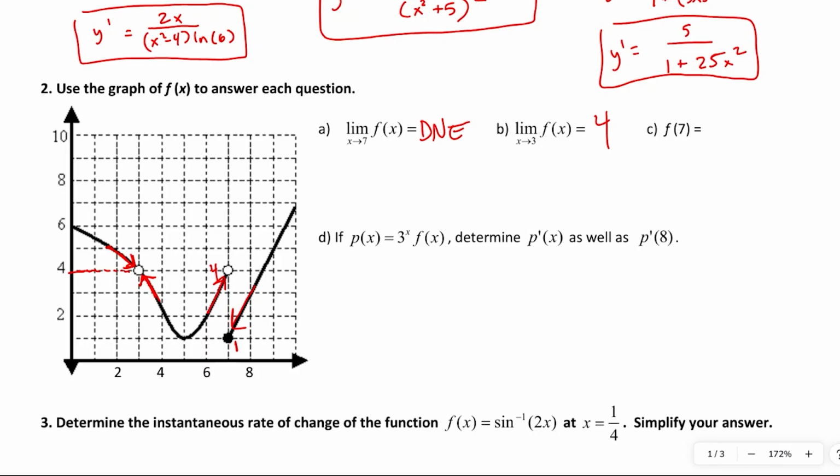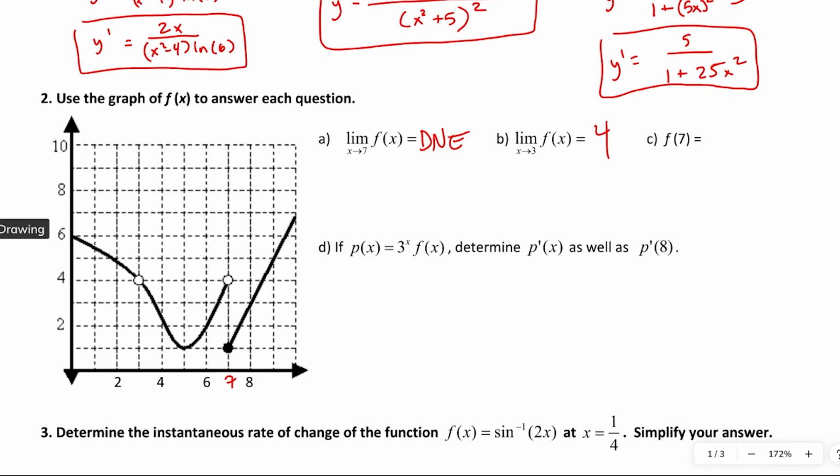So f of 7 is the value of the function when x is 7. Let me erase this, clean this up a little bit. Here's where 7 is, and we see we've got an open dot and a closed dot, and it's the closed dot that we're interested in. The open dot indicates that the value is not defined there. The closed dot says that, yeah, we're actually defined there. This is where we're going to find the value of f. So f of 7 is going to be 1.